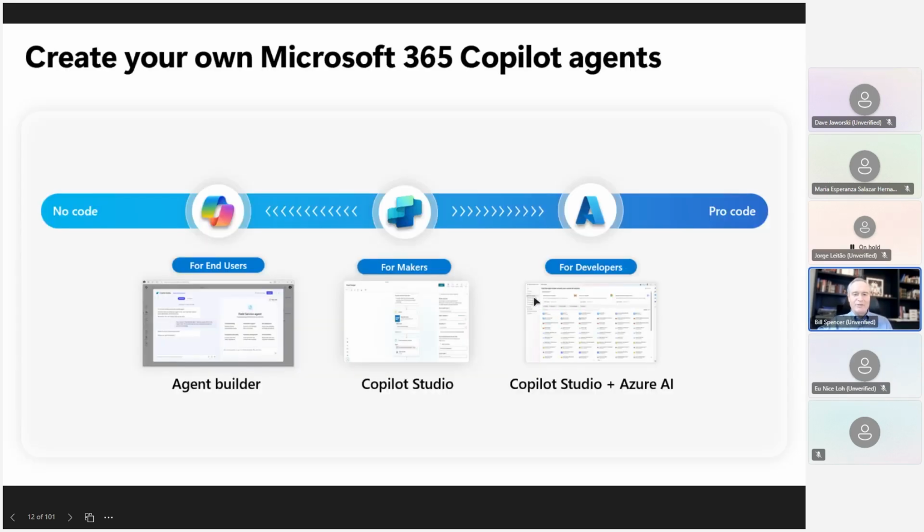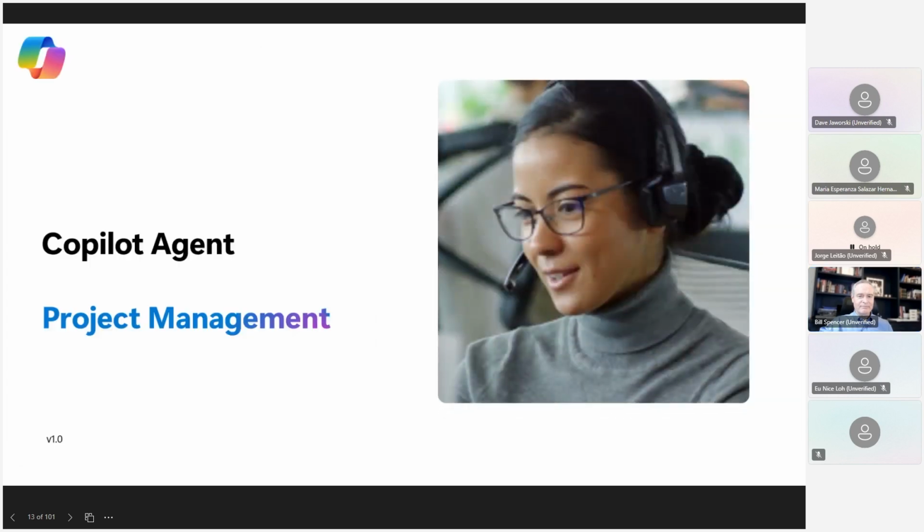Microsoft offers a spectrum of tools for creating these agents. The easiest are referred to as no-code tools, and that's the agent builder feature in Copilot Studio, and that's what we'll be using today. There are more advanced capabilities in Copilot Studio for those with programming skills, and in Azure OpenAI, there are the most advanced professional or pro-code options. My goal is to help a citizen developer create their first Copilot agent to use in their particular job.